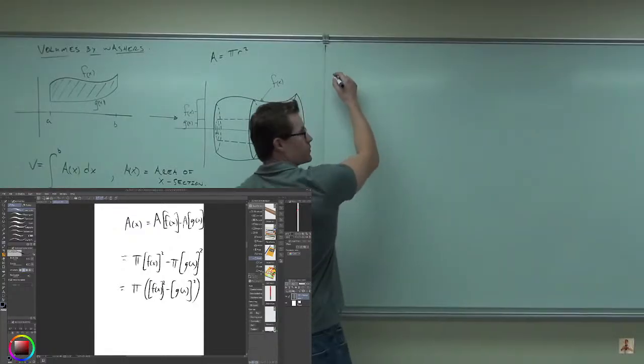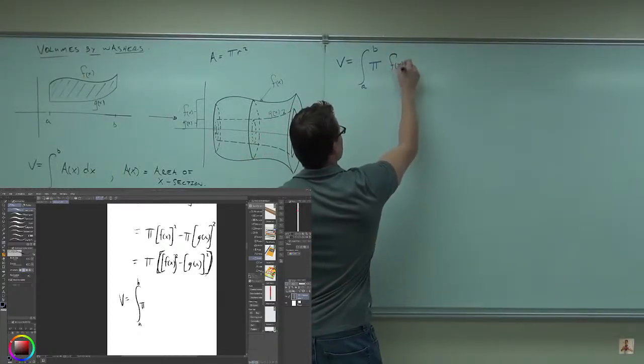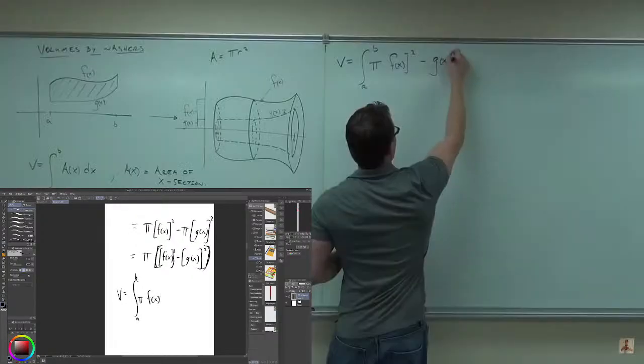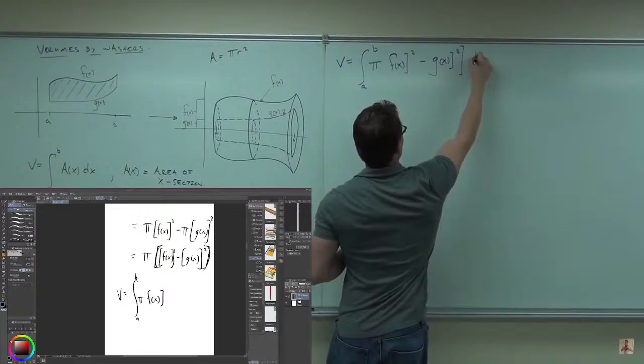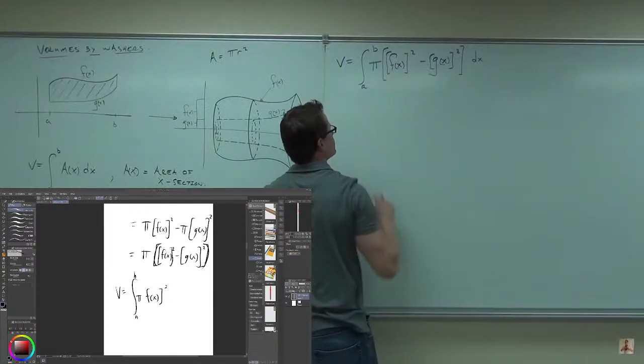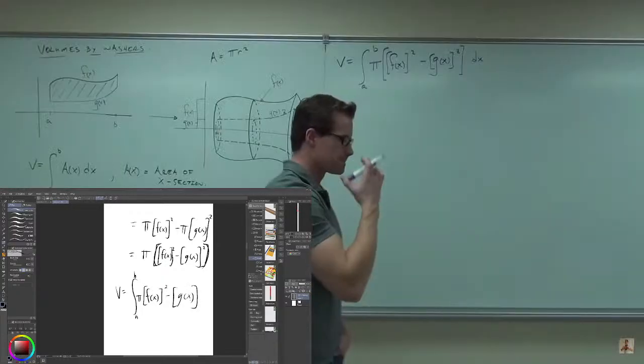The volume is an integral from a to b. Pi is going to be there. We're just going to integrate the surface area of a washer from a to b. That right there is called the volume by washers. That's what we just found.